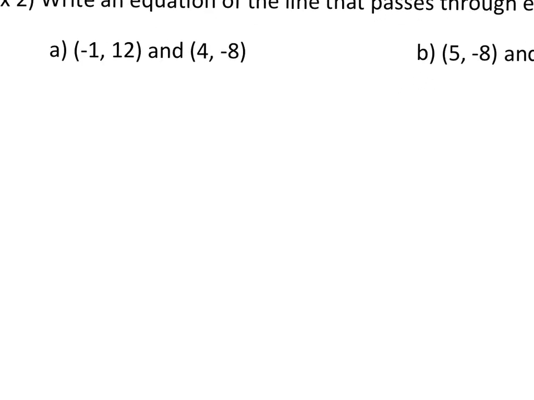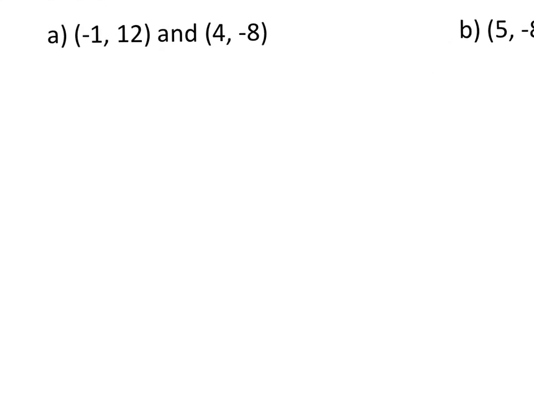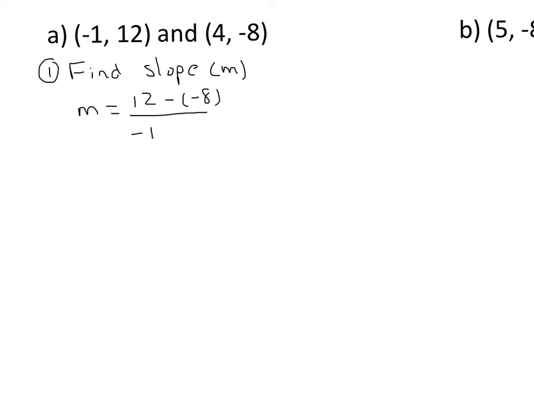Now what they're going to do is give us two coordinate points. So now we're missing m and b, so we're going to have to find both of them. The first thing we want to do for step 1 is find the slope, or your m value. So we're going to set up the slope formula. m equals 12 minus -8 over -1 minus 4. This gives me a plus 20 over -5, so my final slope when reduced will be -4.